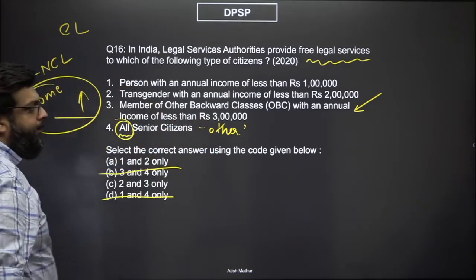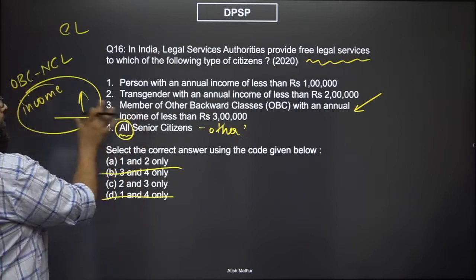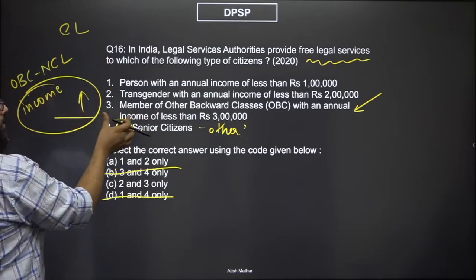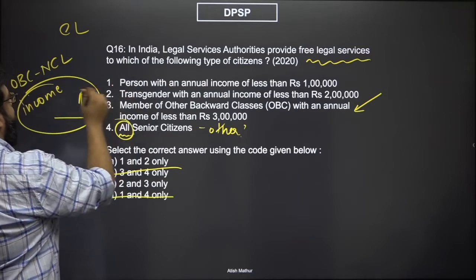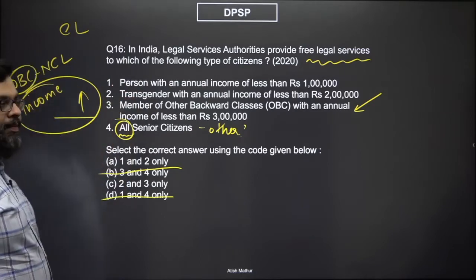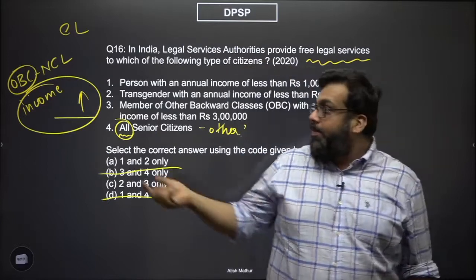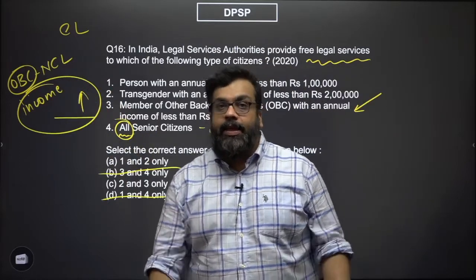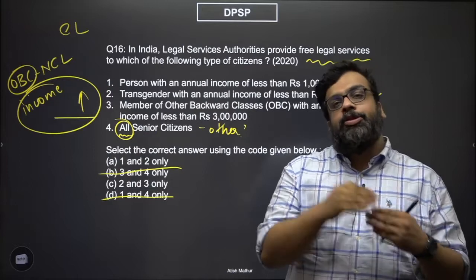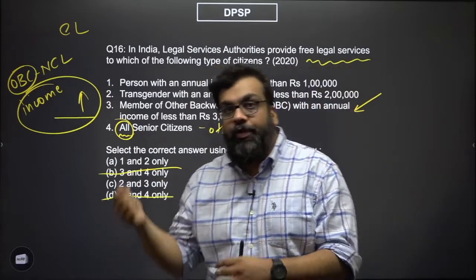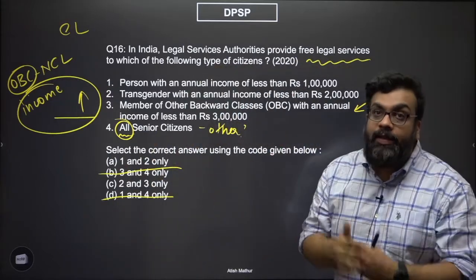for a non-creamy layer. Now, can you have 2 different income layers for 2 different benefits but to the same community? 2 different layers of 2 different benefits but to the same community. That in one case, OBC income should not be more than this, but if you want free legal services, it should be further below.